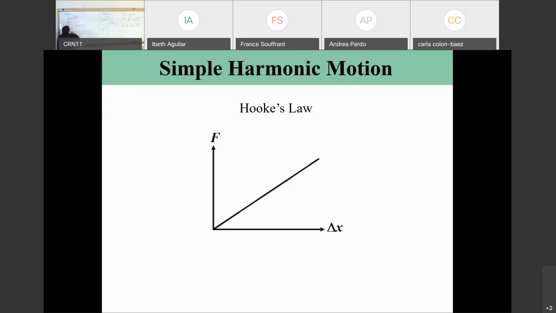So that's something I should have said as well. The units for k are newtons per meter, right? Just remember, from the equation F equals kx, F is in newtons, x is in meters, so newtons per meter are the units for this.